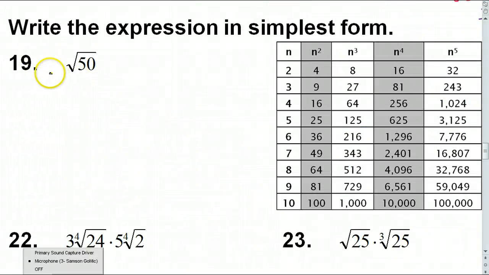Similarly, looking at number 20, we've got the 5th root of 1,215. As we look at the 5th power column, 1,215 is not here. So we look for the biggest number that might divide evenly into 1,215. So we're going to try either 243 or 32.